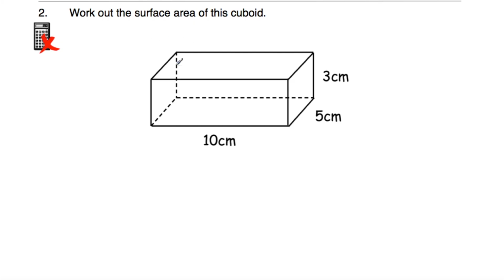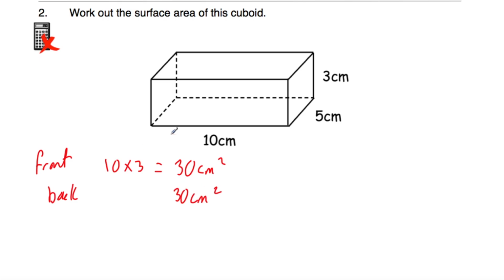Question number 2, we've been asked to work out the surface area of this cuboid. We're going to need to find the area of the front, the back, the left-hand side, the right-hand side, the top and the bottom, and then add them all up. Let's start off with the front. The front is a rectangle. They're all rectangles, all the faces, and it's got a length of 10 centimeters and a width of 3 centimeters, because the height of the cuboid is 3 centimeters. So for the front, 10 times 3 is equal to 30 centimeters squared. And if the front is 30 centimeters squared, the back will also be 30 centimeters squared. So that's the front and the back.